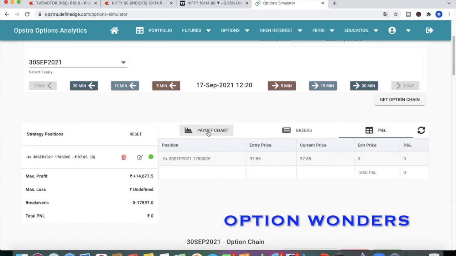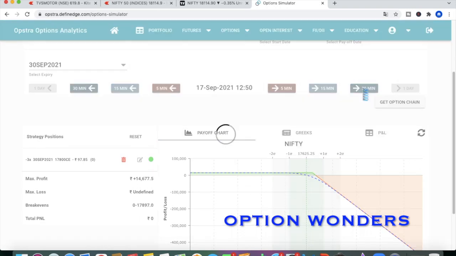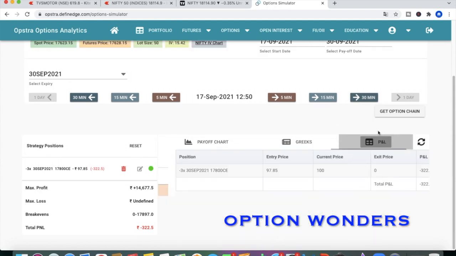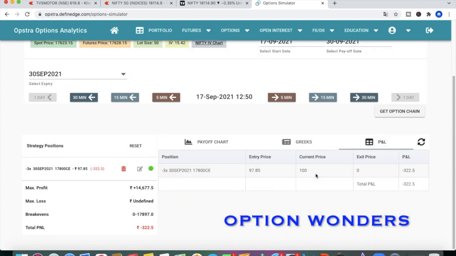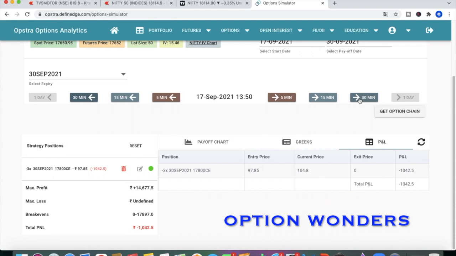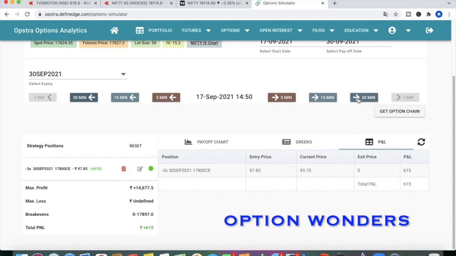So now let's go forward. The price is 100. We have to exit at 172. We are in loss, 915. 104, we are in loss. 330, we are in loss. 650, now we are in profit.